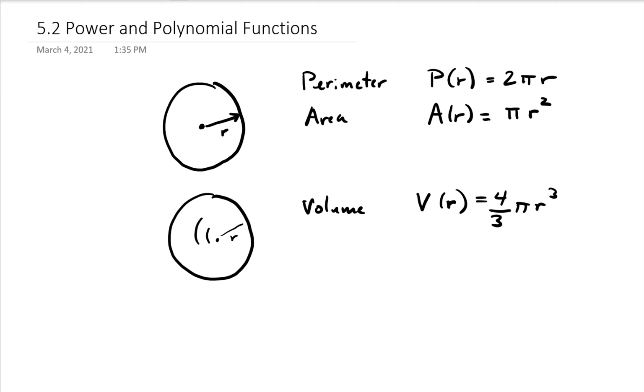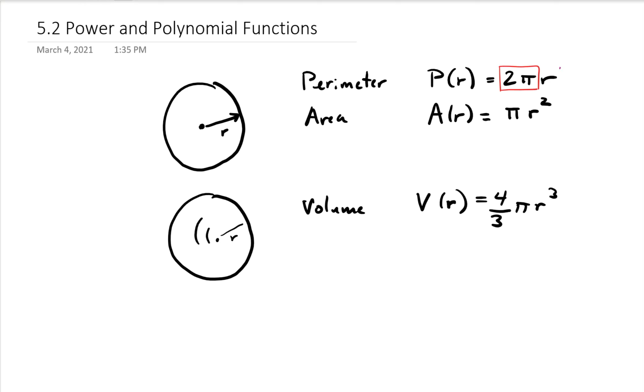It doesn't matter what the units of r are: this would be in units squared, and this would be in units cubed. So if r is in centimeters, then the volume would be in centimeters cubed. So what we see from this is that each time we've got a coefficient standing in front of r raised to some power.